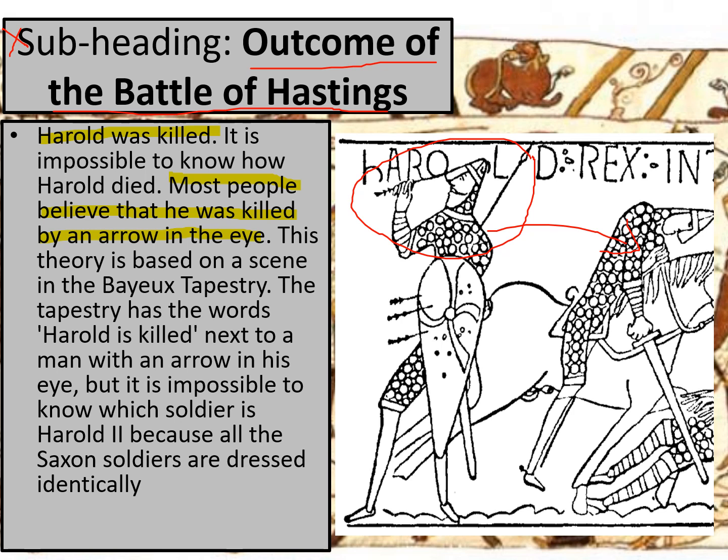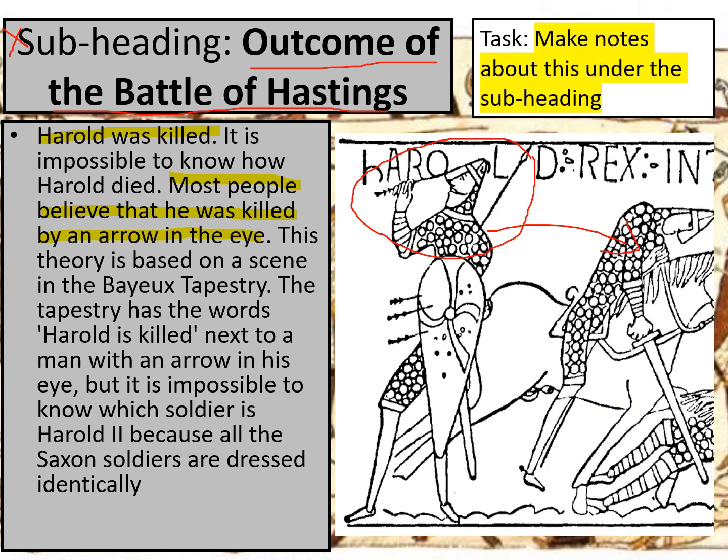What I'd like you guys to do is again stop the video just to make some notes about what the outcome of the Battle of Hastings was. You need to make sure you mention that Harold was killed and how, and you can also write down that William had won and became the new King of England. Again, stop the video and make your notes.